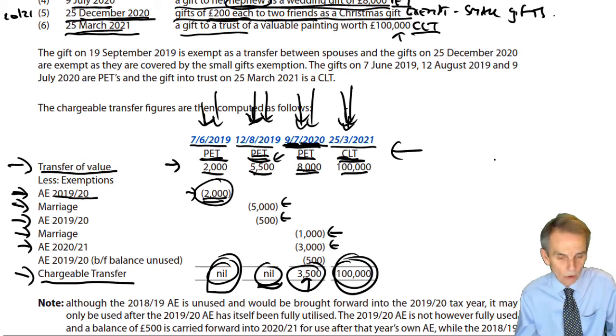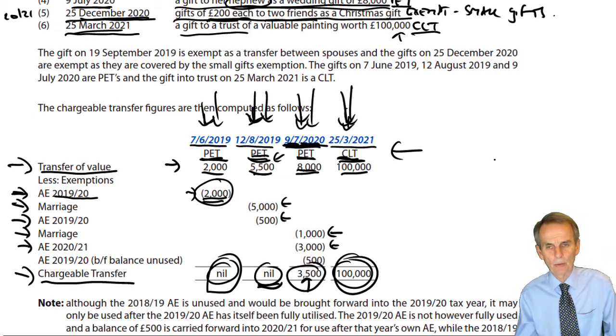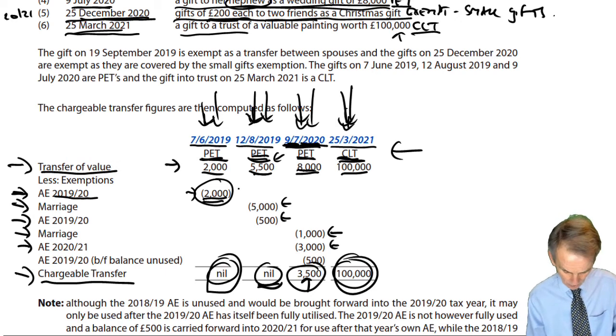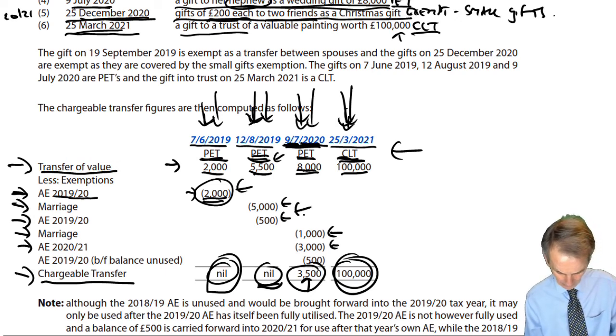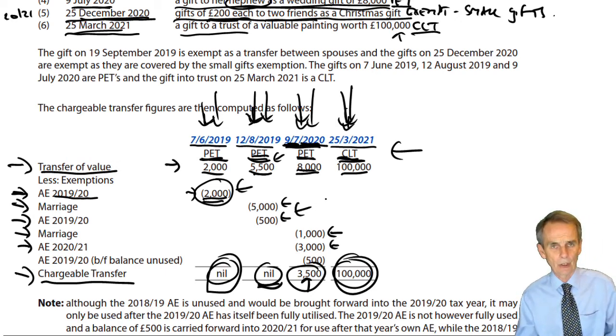But because there's still transfer of value remaining chargeable, we've got to look now to see, do we have any unused annual exemption brought forward from the previous tax year? The answer to that, which hopefully you've already seen for yourself, is yes, we do. We'd used £2,000, a further 500, so 2,500 in total, within the 1920 tax year itself. So we've got brought forward some £500 to now apply there.